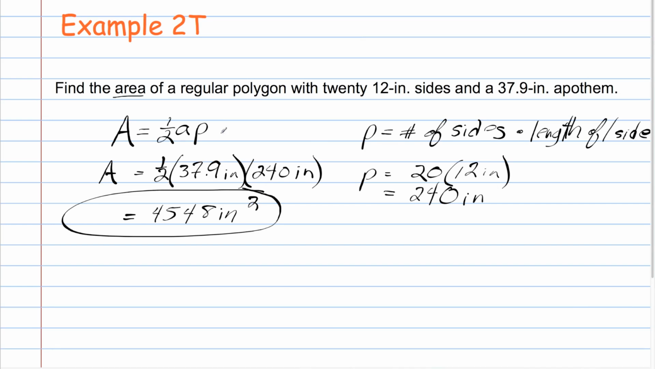The key thing that you need to take away from this is you have to find the perimeter of the regular polygon, and that's simply a matter of multiplying the number of sides by the length of each side. In this example, 2t, we were given the length of the apothem. And in the next example, we're going to have to calculate the length of the apothem.